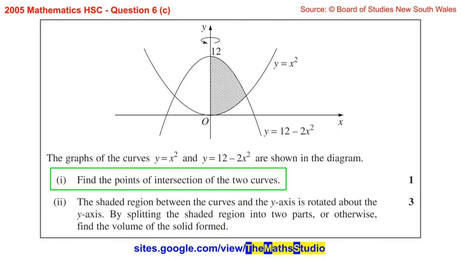Question 6c. The graphs of the curves y equals x squared and y equals 12 minus 2x squared are shown in the diagram. Part 1. Find the points of intersection of the two curves.